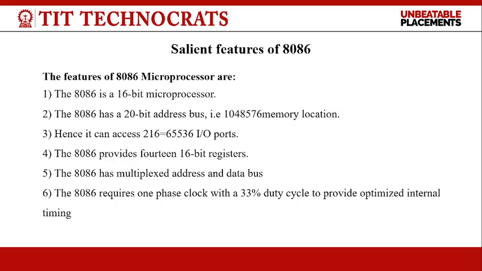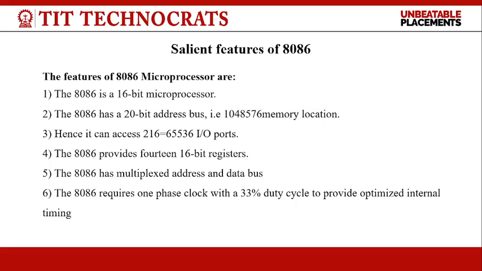Third, it can access 2 to the power 16, that is 65,536 input-output ports. The 8086 has fourteen 16-bit registers. Also, the 8086 has a multiplexed address and data bus, which can reduce the number of pins needed, but it slows down the transfer of data. This is the drawback of 8086 microprocessor.